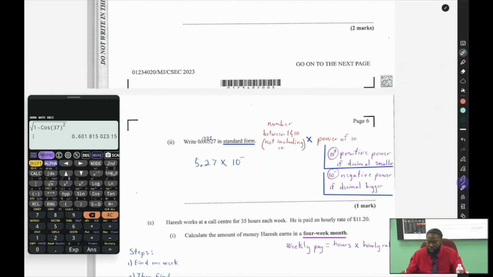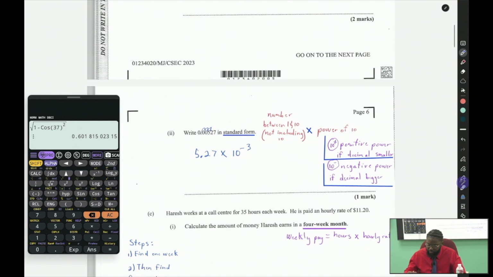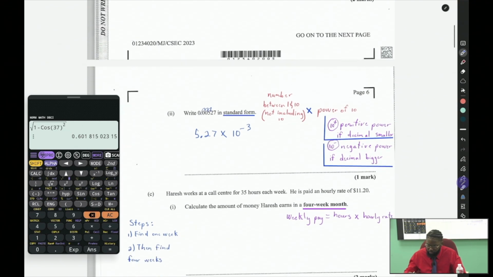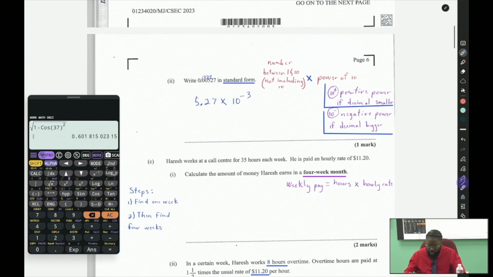And the amount of times we jump would be the number. So we jump 3 times. There's going to be 5.27 times 10 to the negative 3. So let's continue.